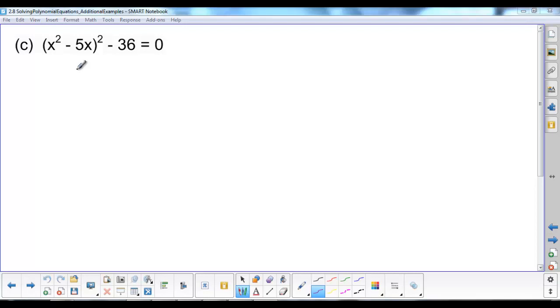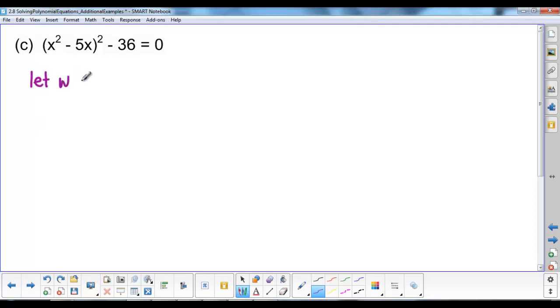Alright, in example C, we notice that we have two terms here, and both of these terms are perfect squares. So the 36 is a perfect square as well. And these two terms are separated by a minus sign. So that tells me that I can do difference of squares here. Now, whether you're comfortable enough to do difference of squares right away, or whether you want to do a substitution, that is totally up to you. I'll do the substitution just to show you how it's done again.